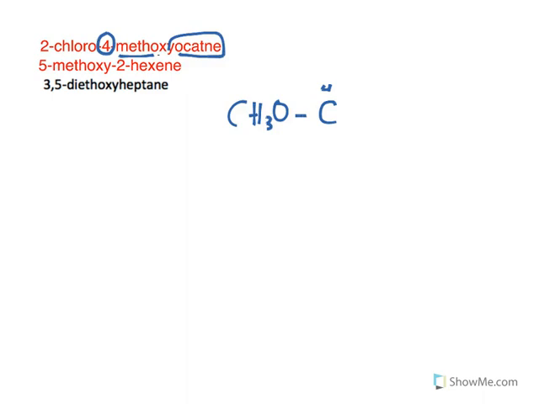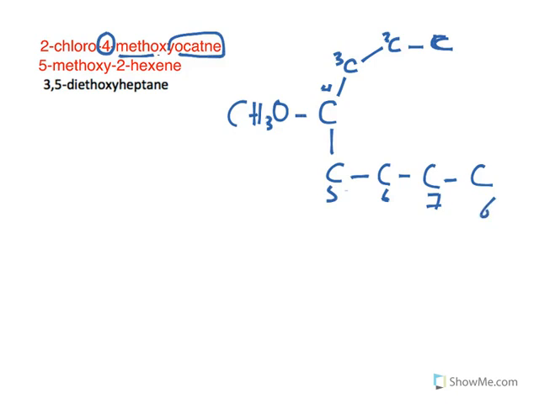So this is 4, 3, 2, 1, and the chain continues: 5 carbon, 6 carbon, 7, and 8 carbon. Of course, we can draw this as a straight chain, but this way I find it much easier. So 4-methoxy, and I have an octane, and on the 2nd carbon I have Cl.